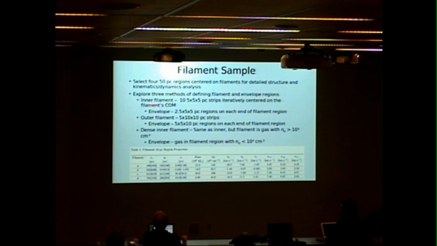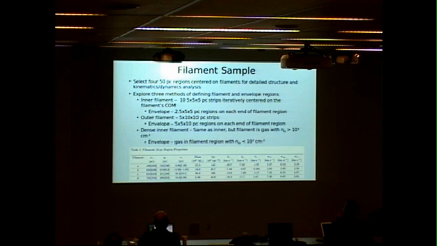So at the smallest scale, we have what we call the inner filament. So we divide each 50 parsec long filament into 10 strips. The inner filament, we do 5 by 5 by 5 parsec strips. These are iteratively centered on the local center of mass, and we define the envelope as basically half the volume on each end of this strip. And then on the larger scale, we define the outer filament, which is 5 by 10 by 10 parsec, with the envelope defined in the same way.